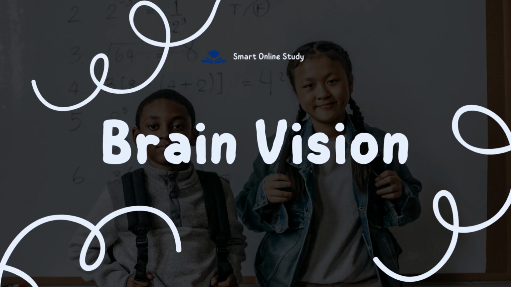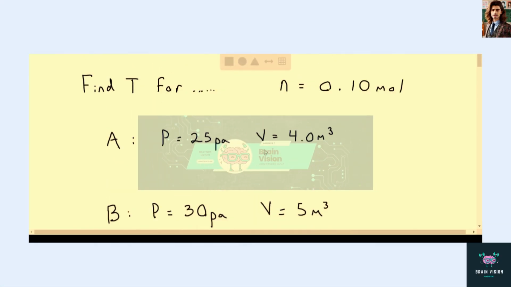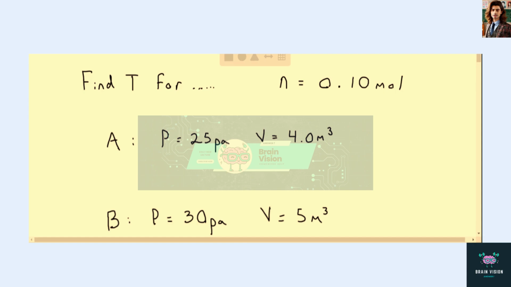Welcome to Brain Vision. In this example, we are going to calculate the temperature for a few different tanks of ideal gas here. So we're going to assume that the number of moles for every tank of gas is 0.1 moles, and then we're just going to change the pressures and the volumes and see how the temperature changes.